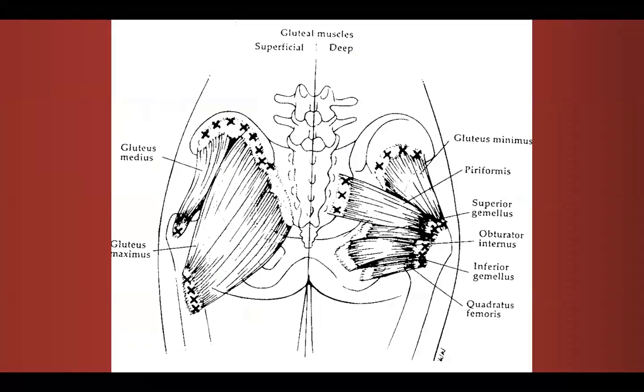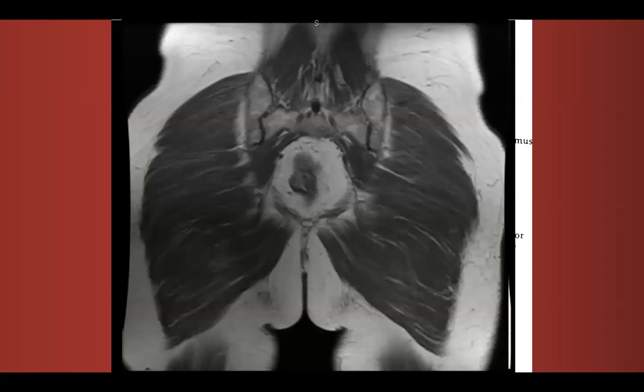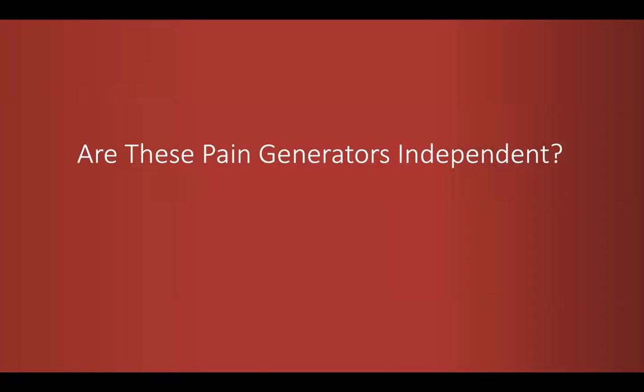And then we have the muscles themselves. We've already talked about the piriformis muscle, but you also have the gluteus medius, the gluteus maximus, and the gluteus minimus. And each of those have their own patterns of pain. And you can see those. Here's the gluteus medius, the gluteus minimus, and the gluteus maximus.